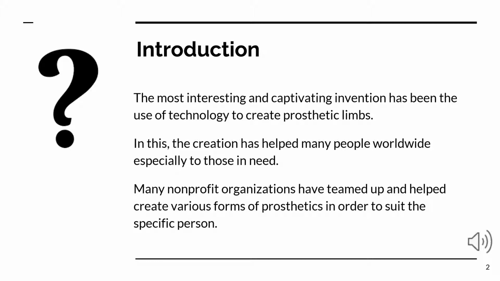As well, many non-profit organizations have teamed up and helped create various forms of prosthetics in order to suit the specific person. Not only do 3D limbs help a person, but they could also go towards animals who have lost their limbs in either accidents or injuries.